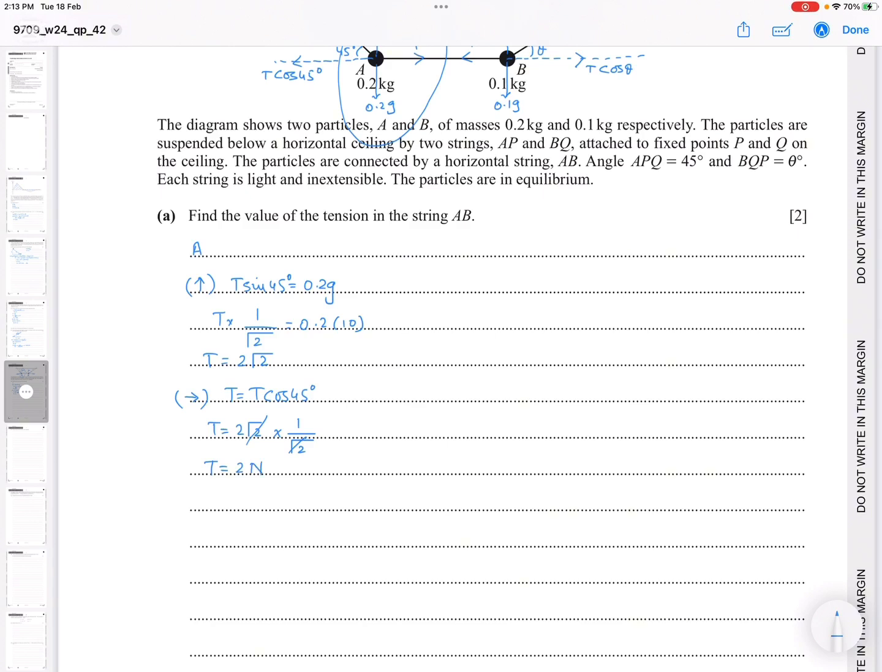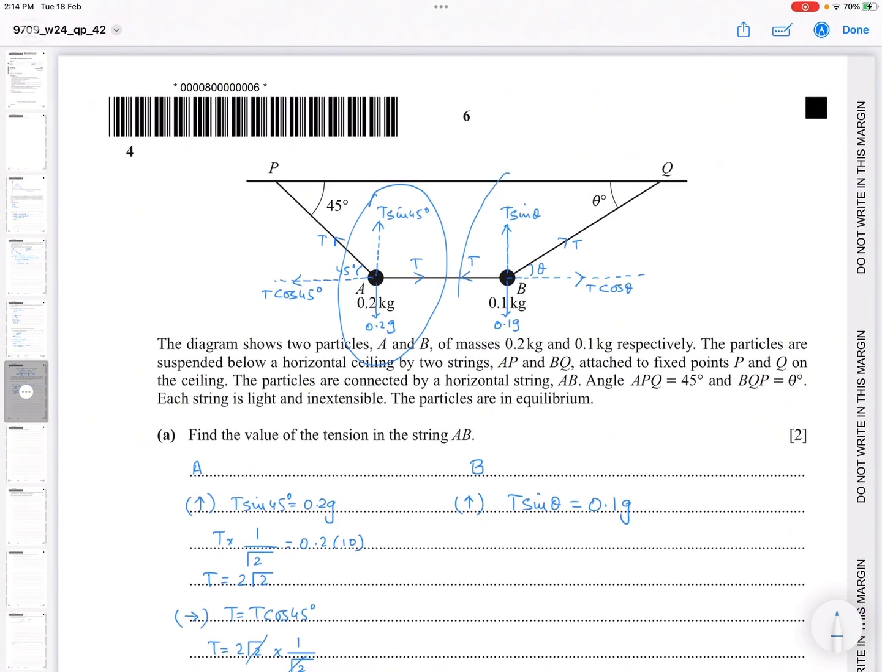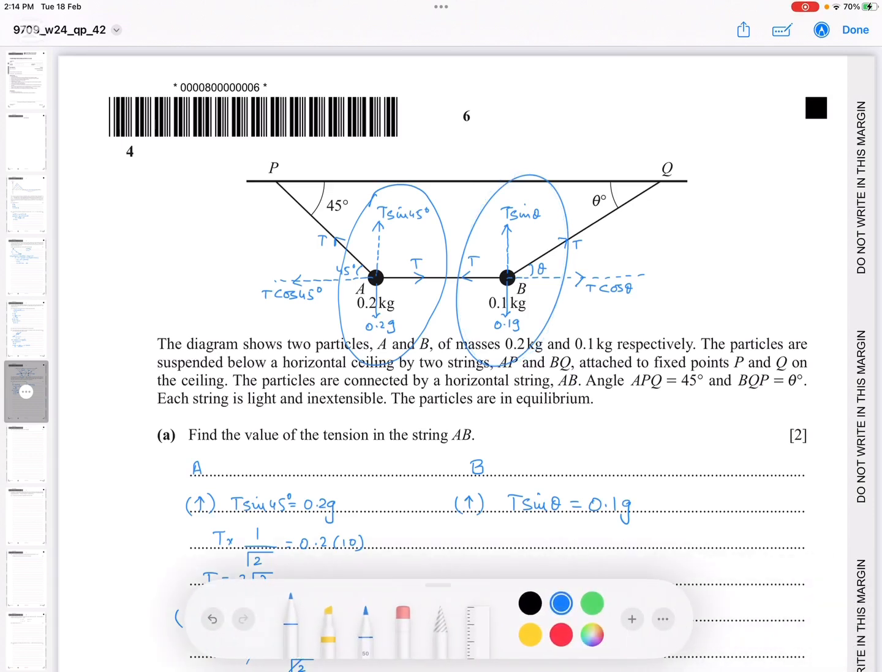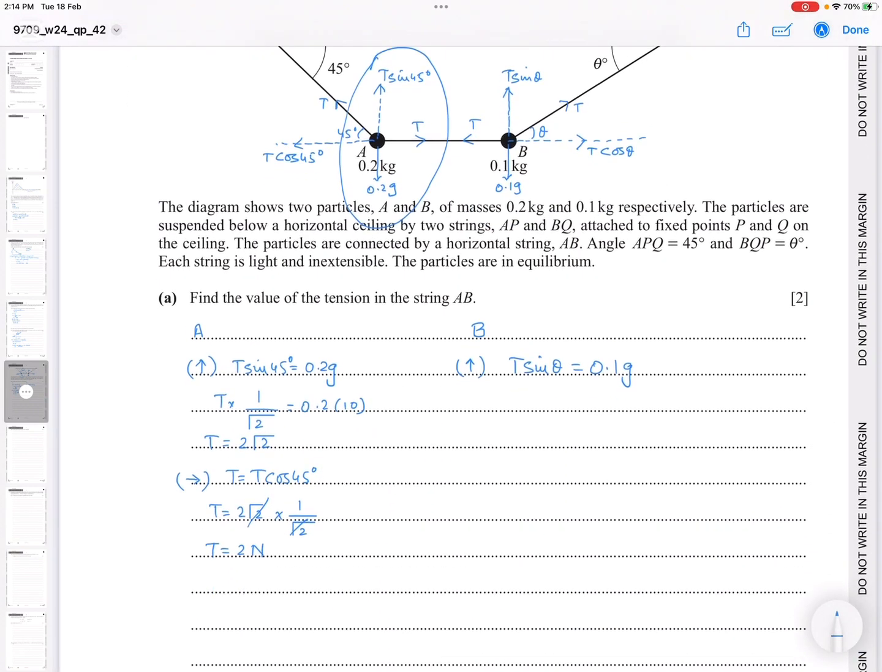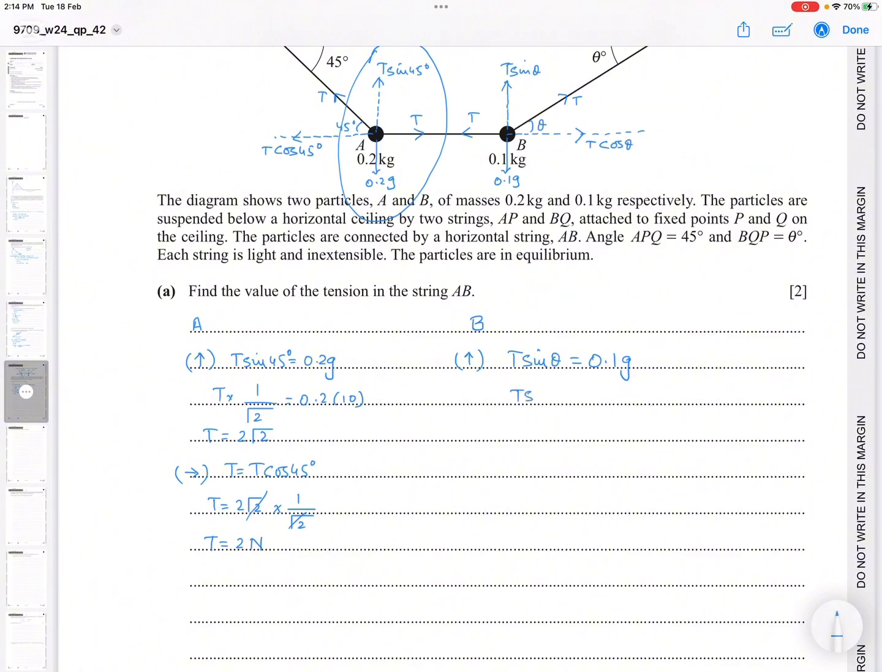Now I'm considering particle B. So if I solve vertical forces for B, can I write T sine theta equals 0.1 g? You can see from the diagram this portion, vertical forces, and it makes T sine theta equals 0.1 times 10. This gives us 1. So I can write T sine theta equals 1 as equation number 1.